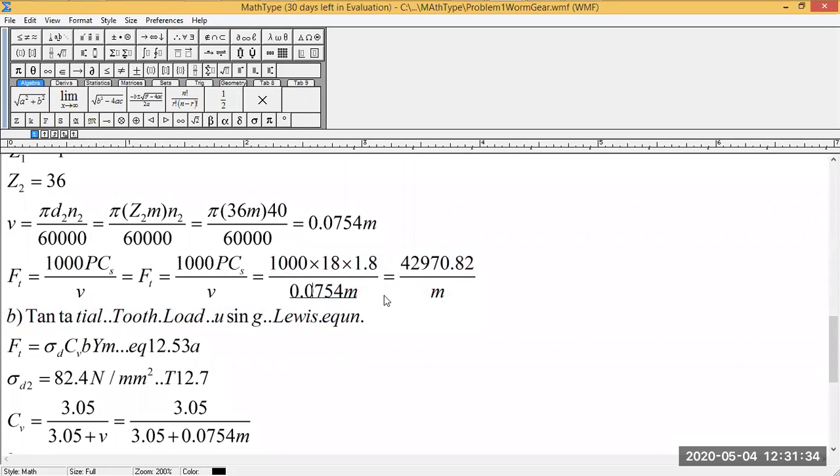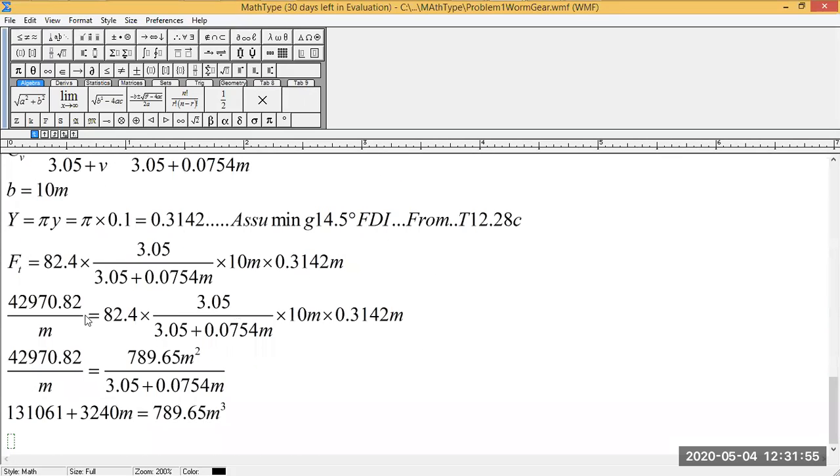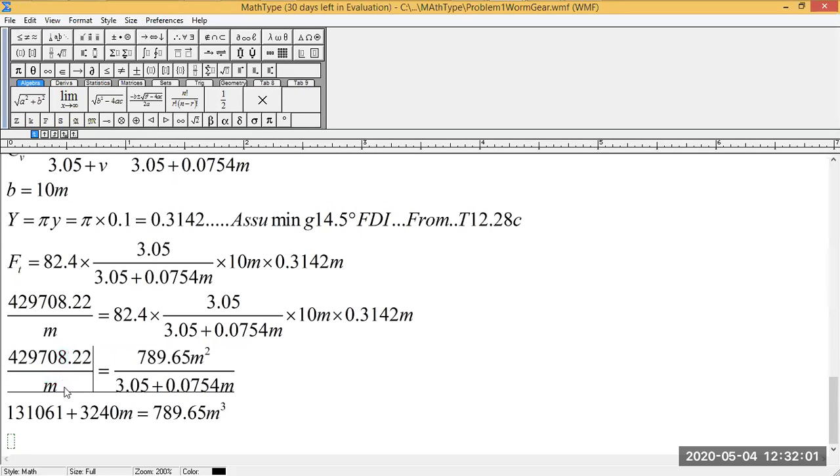1000 into 18 into 1.8 over 0.0754. Yeah, you're right. This will be 8.22. Thanks, Vinayaka, for correcting. So we need to replace these values. So that means this also changes. So this into 3.05. I think one decimal shift we can see in all the parameters.